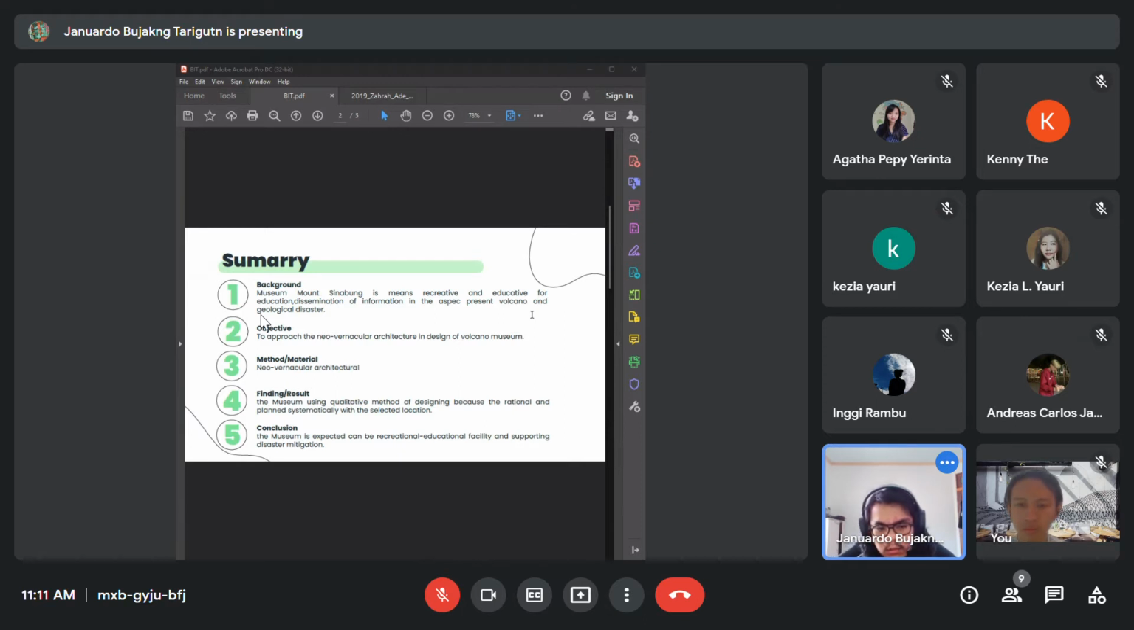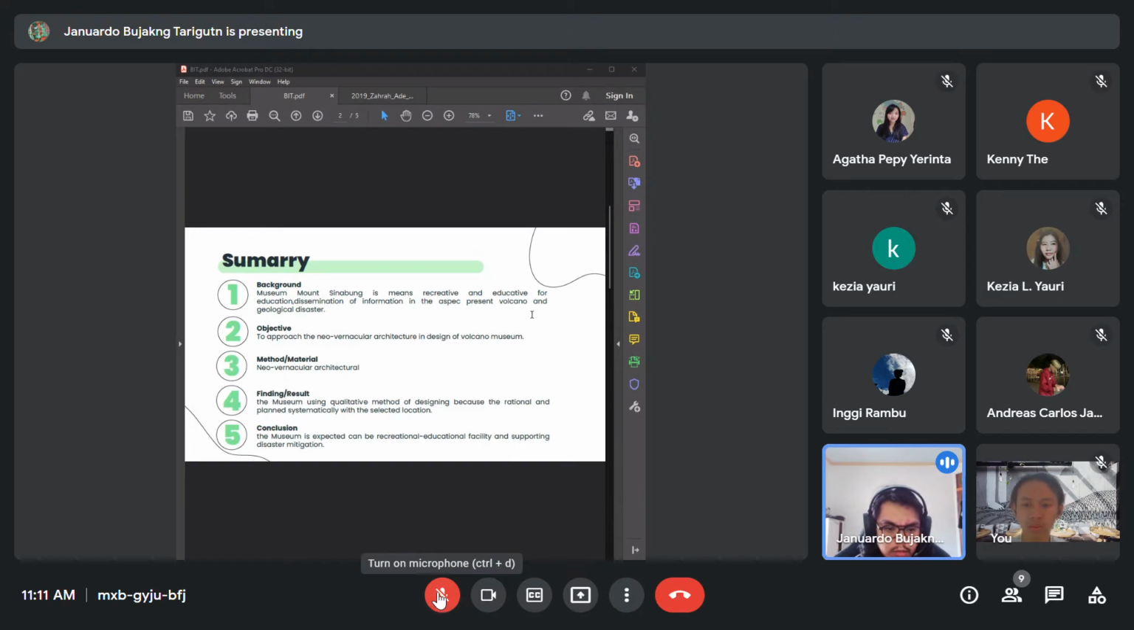Method or material: neo-vernacular architecture. Finding or result: the museum uses a quantitative method of design because it is rational and planned systematically with the selected location.